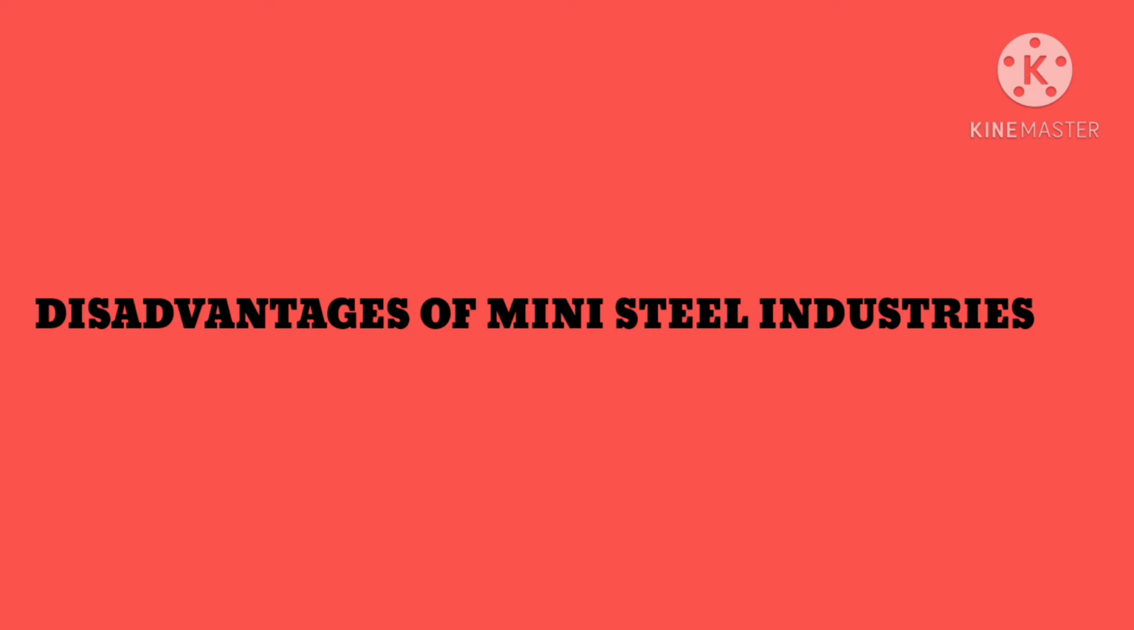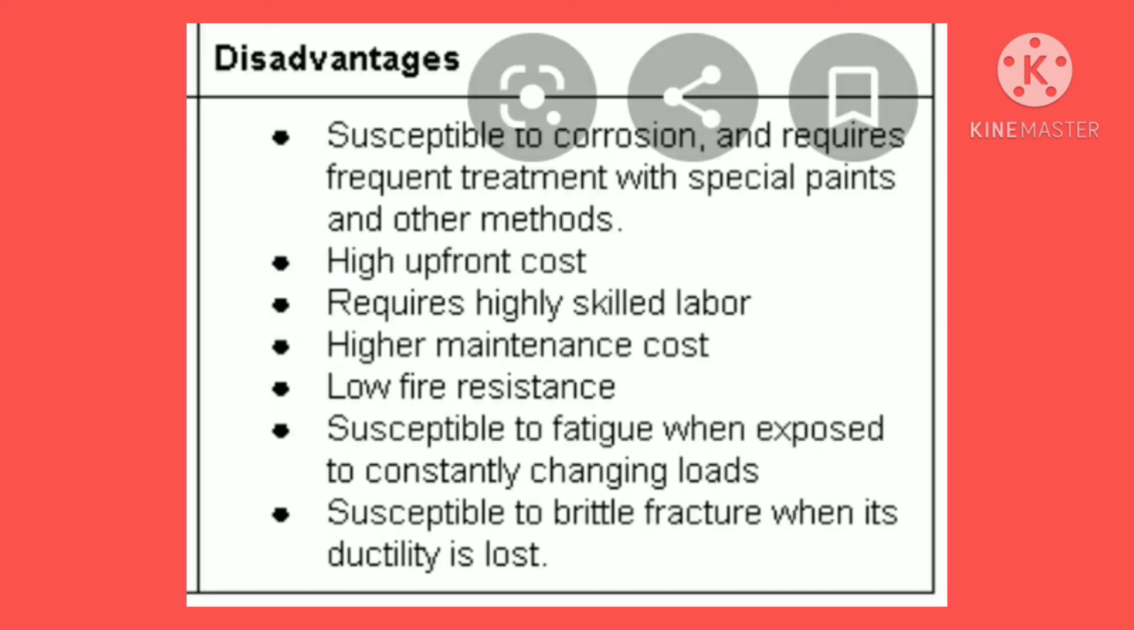Disadvantages of mini steel plant. They are totally dependent on electricity. They consume more power per unit weight of steel produced than the integrated steel plants. All types of machines cannot be manufactured in mini steel plants, and cost of production is high as products are not produced on a large scale.